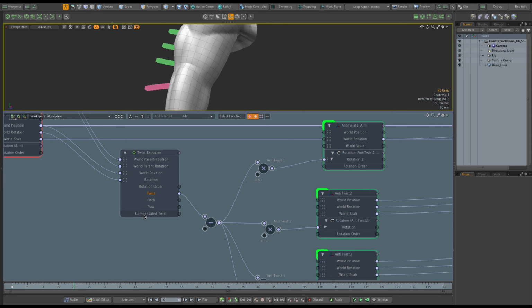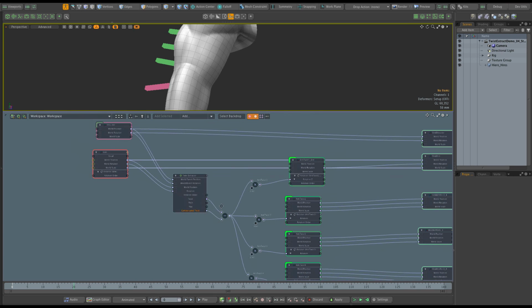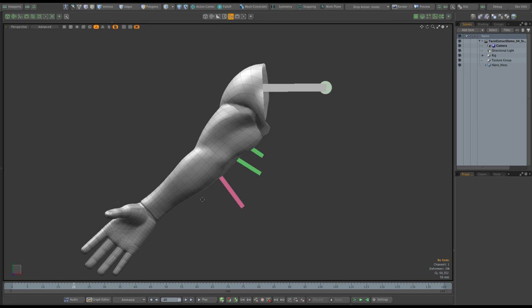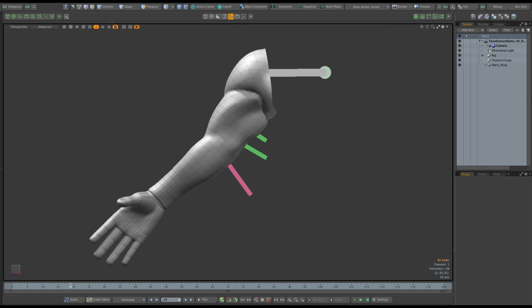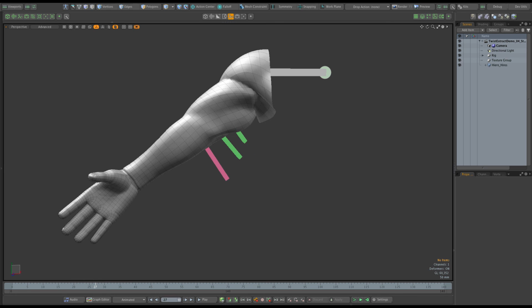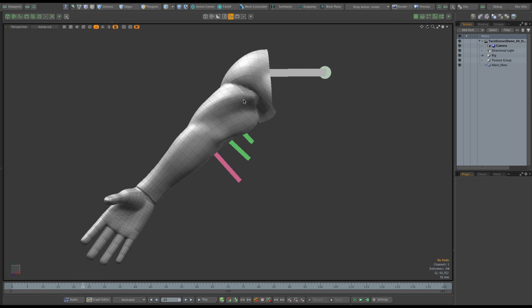I also need to use the compensated twist in this example and subtract it from the twist. So, and that's pretty much it. That's all I need. So I can hide my schematic, leave the setup mode, and voila, that is the much better deformation effect with the twist distributed gradually across the length of the upper arm.